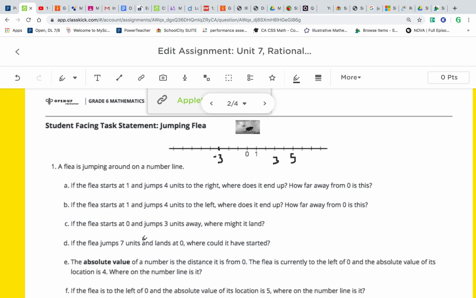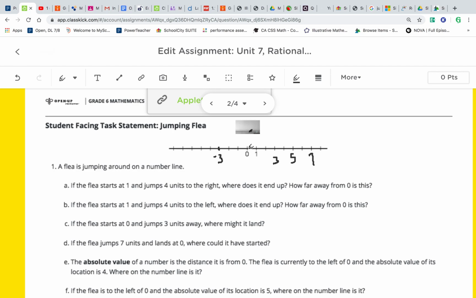All right, if the flea jumps 7 units and lands at 0, where could it have started? Okay, so this is a little different. It's jumping 7 units, but it ends up at 0. Where did it start from? Well, it would have to have started 7 away, right? So this is 5 away. So 6, 7. So it could have started here at 7 and made it the 7 units back to 0.